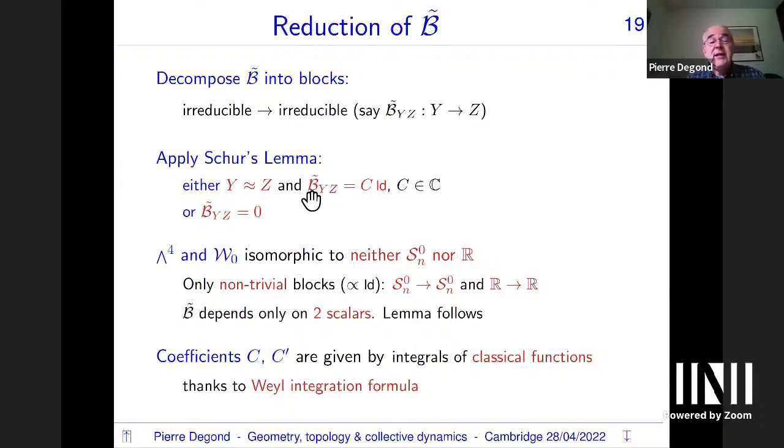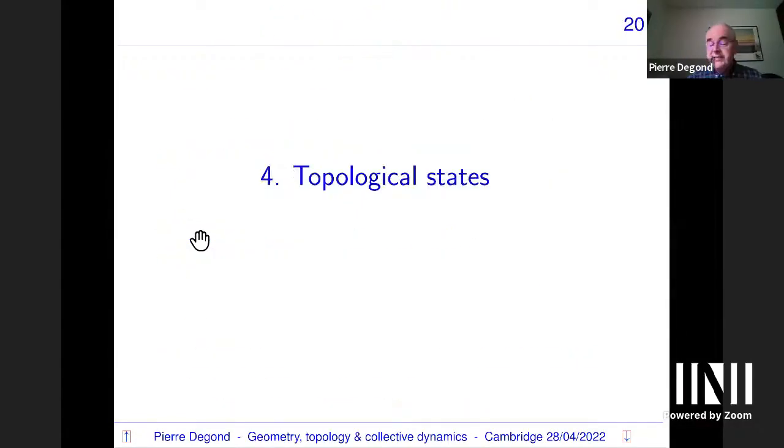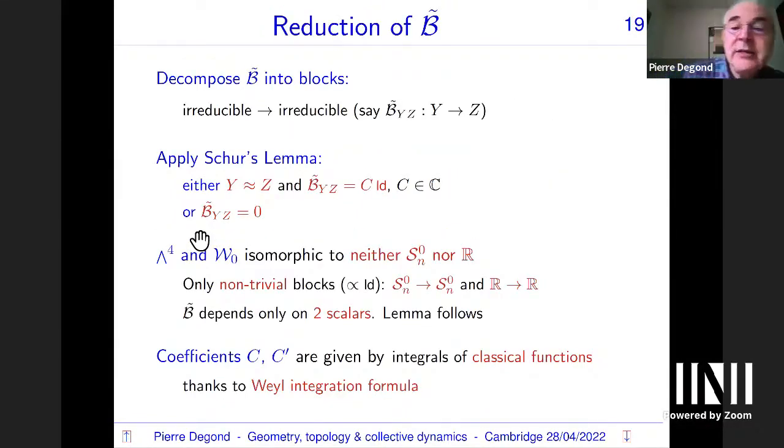It tells you that if you have maps between irreducible representations, which have to be complex representations, they are either proportional to the identity if the representations are isomorphic, or 0. And so it's in this way that you can actually prove that this Majorana map B can be expressed only by these two coefficients. Right, so this is basically a hint of the proof.